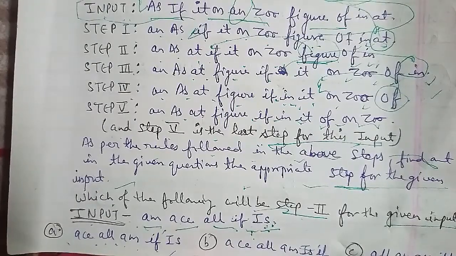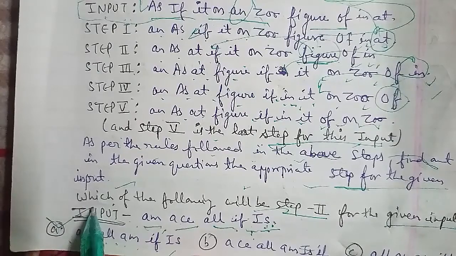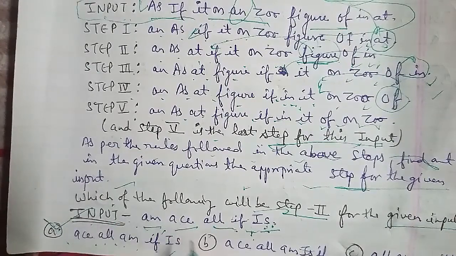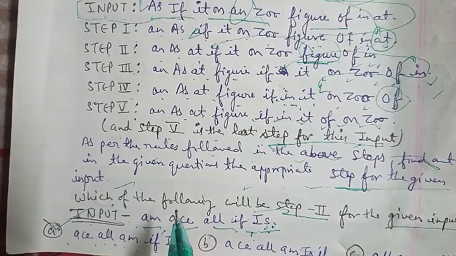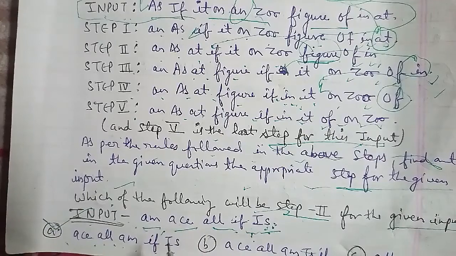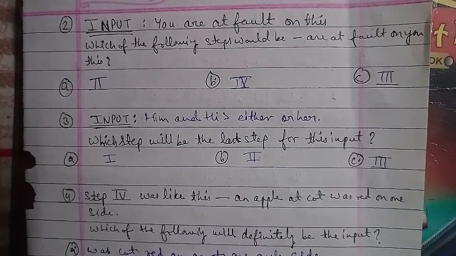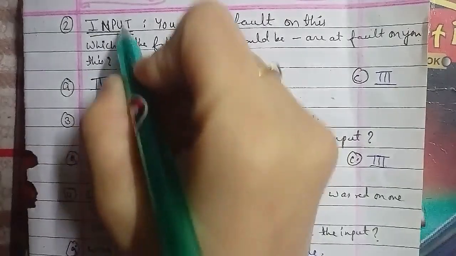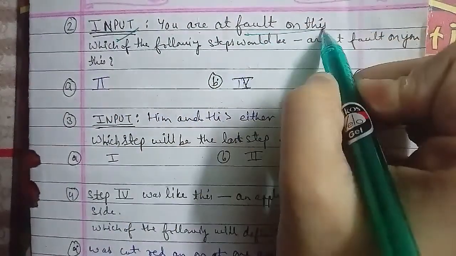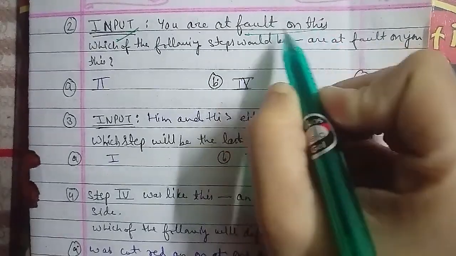So here in the question number 2, the input is given. Input given is you are at fault on this. This is an input. They had asked you which of the following step would be. आपको बताना है कौन सा following step होगा ये: are at fault on you this. तो जो पैटर्न हमें स्टेप्स दिए हैं रीअरेंजमेंट्स के, उसी के बेसिस पे आपको बताना है are at fault on you this ये कौन सा स्टेप होगा.